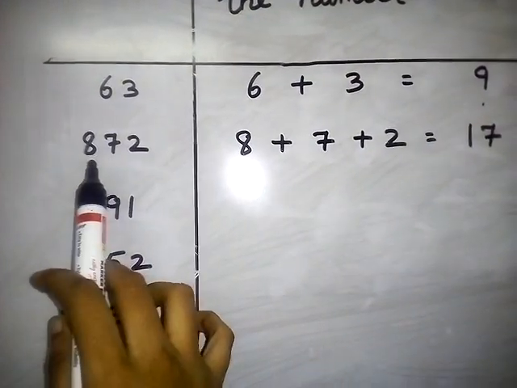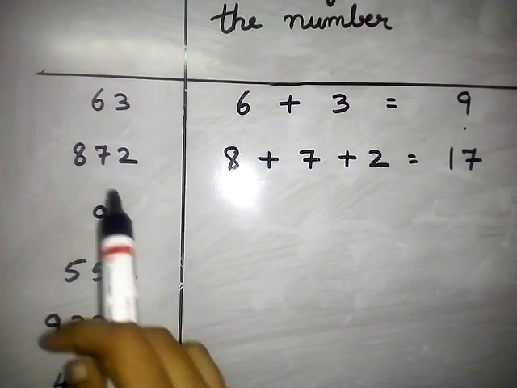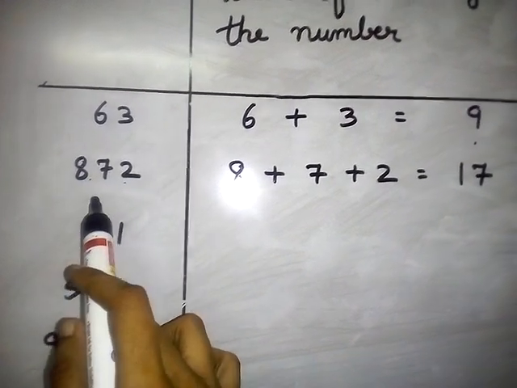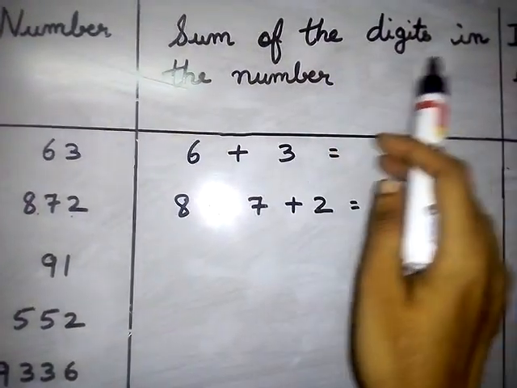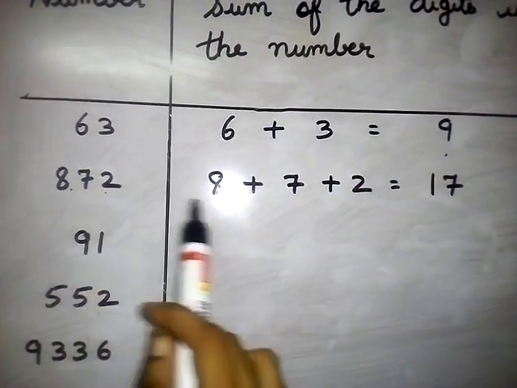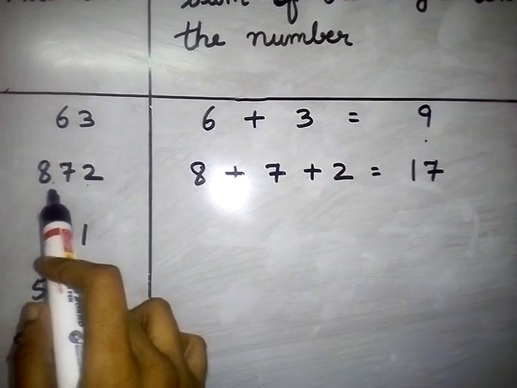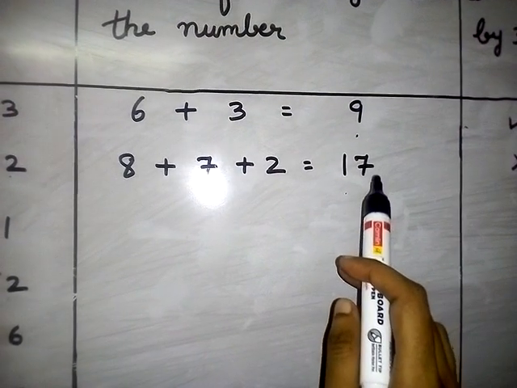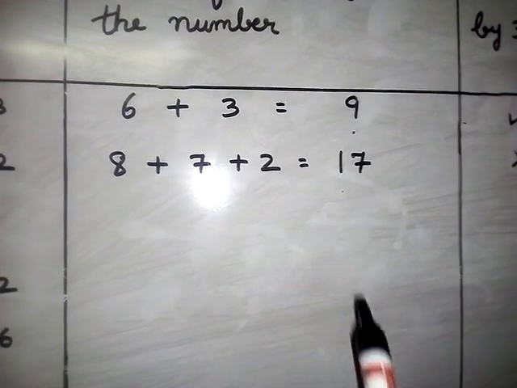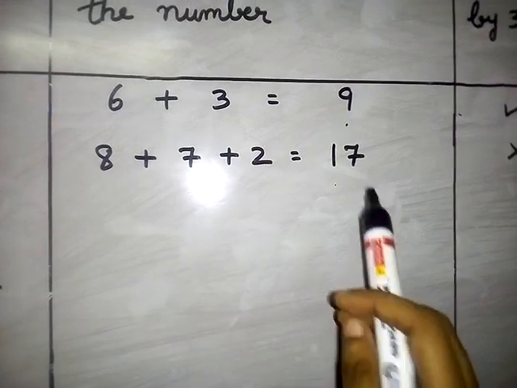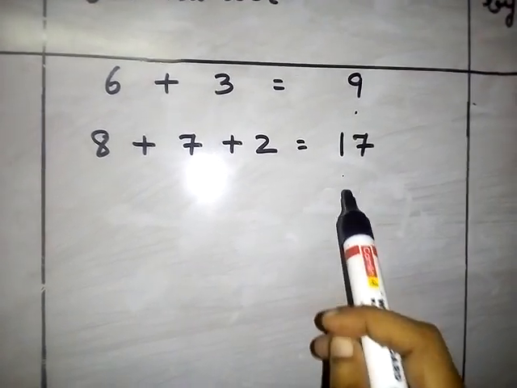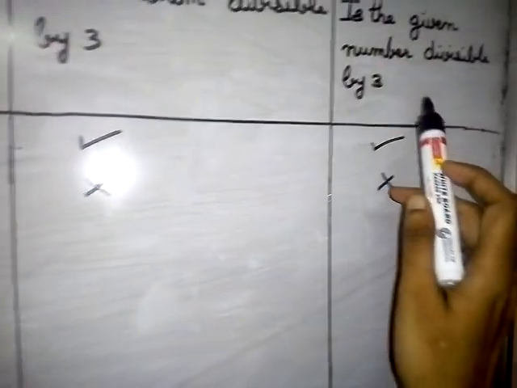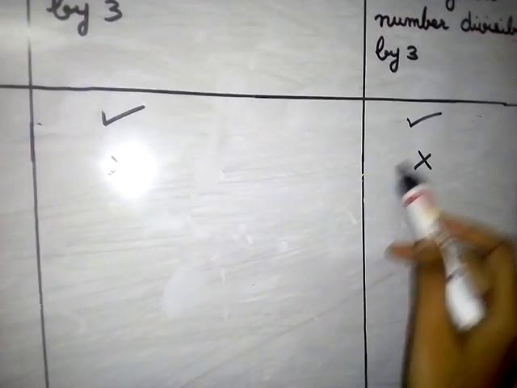Now next one, 872. Now 872, how many digits are there? 3 digits. So write in addition form. Sum of the digits in the number 872 is 8 plus 7 plus 2. Line wise you have to write addition form. 8 plus 7 plus 2, answer is getting 17. Say the 3 table. 17 number is not there in the 3 table. So is the sum divisible by 3? No. Is the given number divisible by 3? Answer is no. Okay.